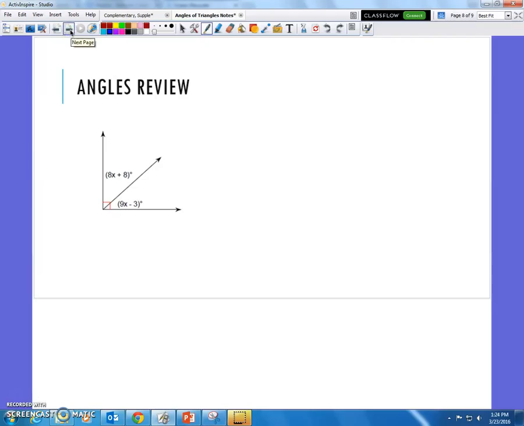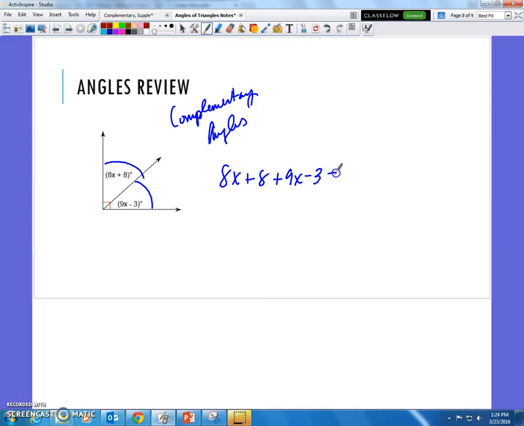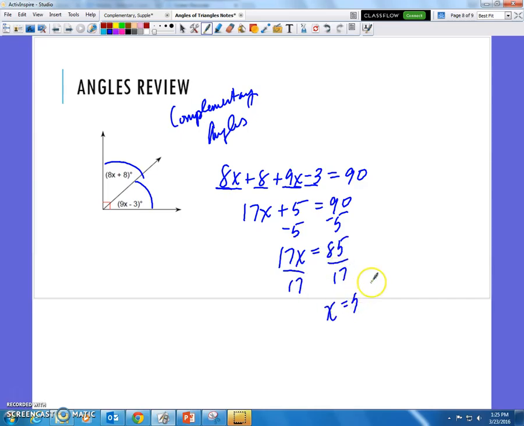Another review problem here. Immediately what I see here is we have two unknowns. Ooh, tricky one. And we have a 90-degree angle. That tells me we're working with complementary angles. And so I know that the degree measure of this first angle and the second angle must add up to 90 degrees. And so we have 8x and 9x. Ooh, those are like terms. 17x. I have 8 and negative 3 makes a positive 5 equals 90. Now I'm just going to solve this little guy here. And I'm going to say that x must equal 5. There's a review for you for your complementary angles.